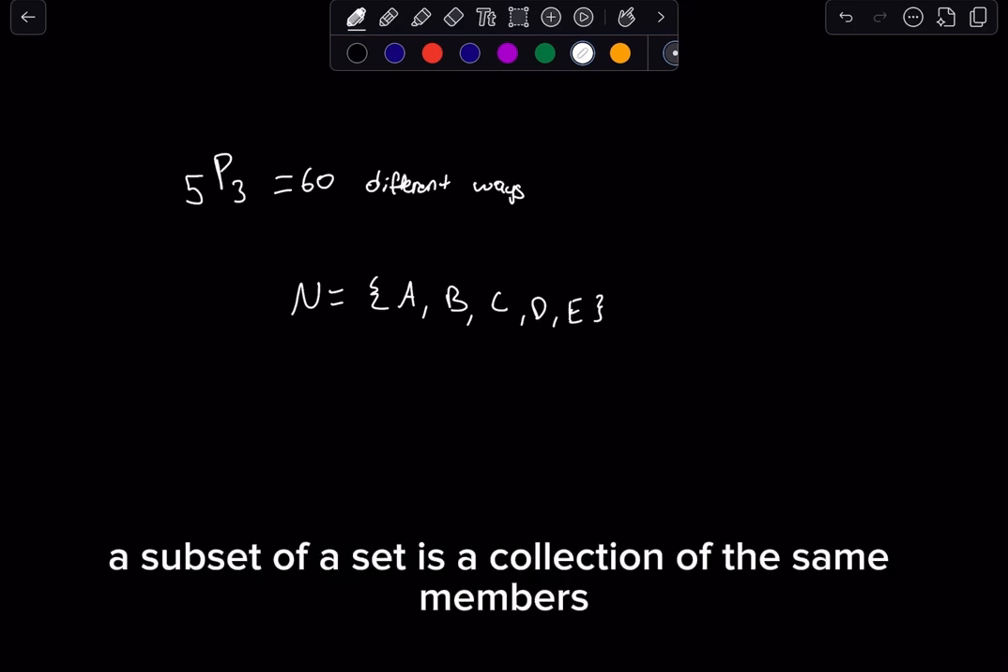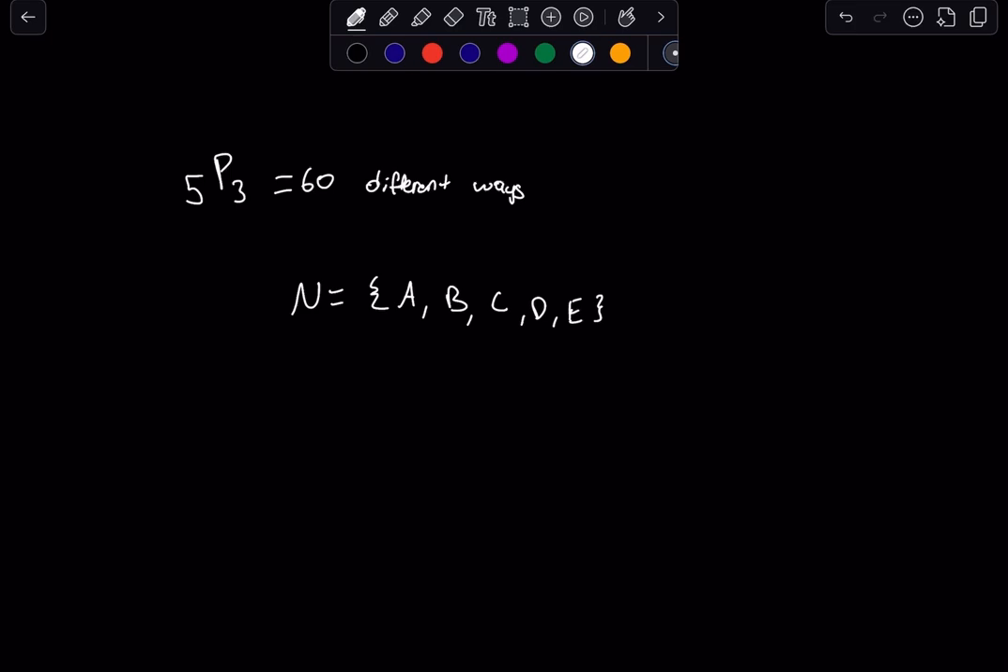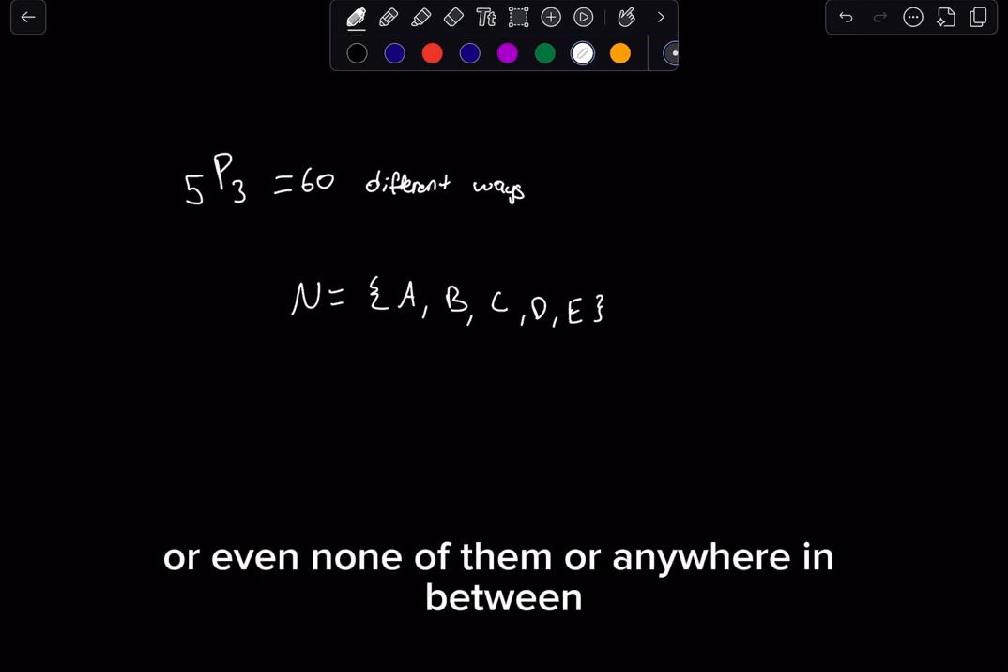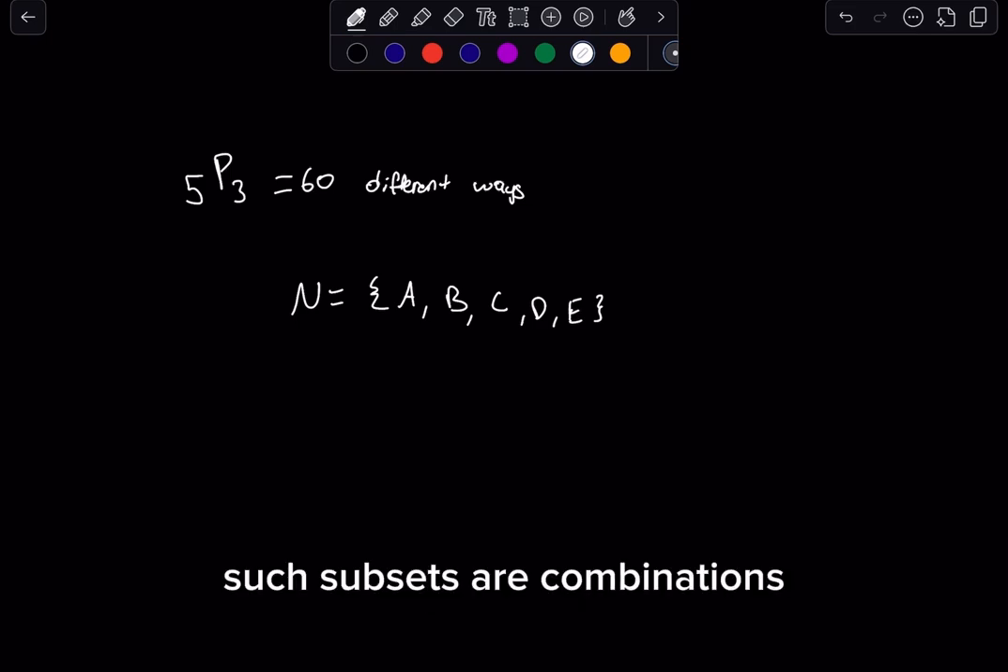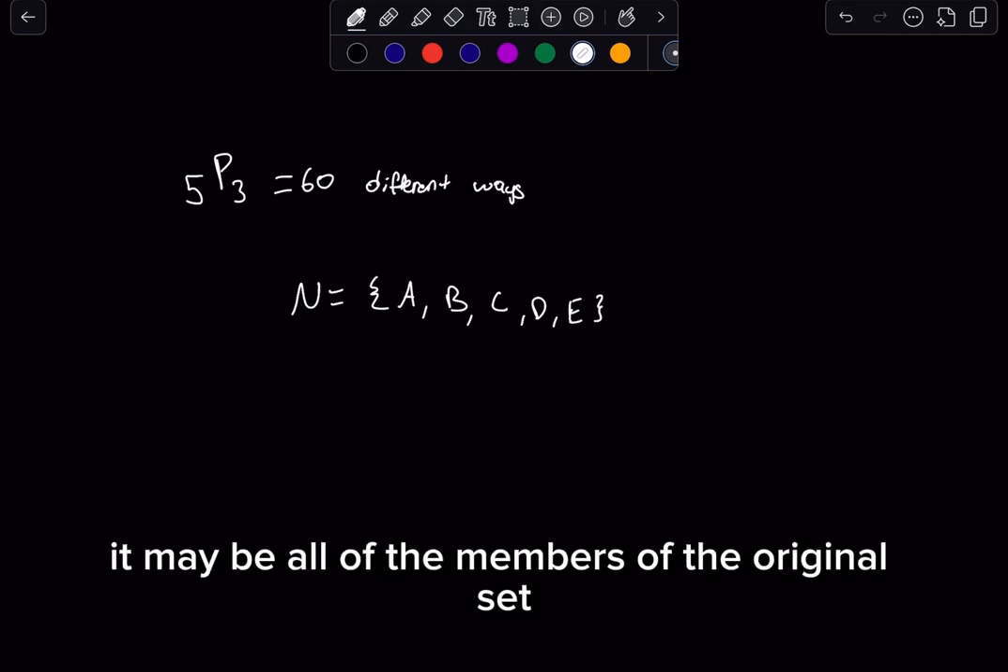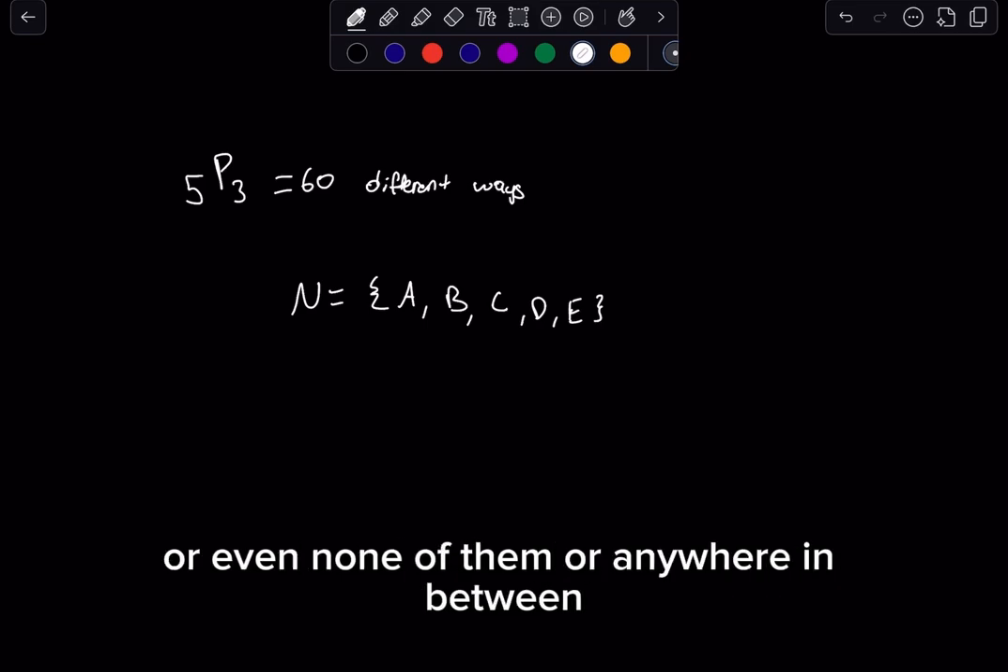A subset of a set is a collection of the same members. It may be all the members of the original set, or even none of them, or anywhere in between. Such subsets are combinations. So let me repeat that for you. A subset of a set is a collection of some of the members. It may be all of the members of the original set, or even none of them, or anywhere in between.